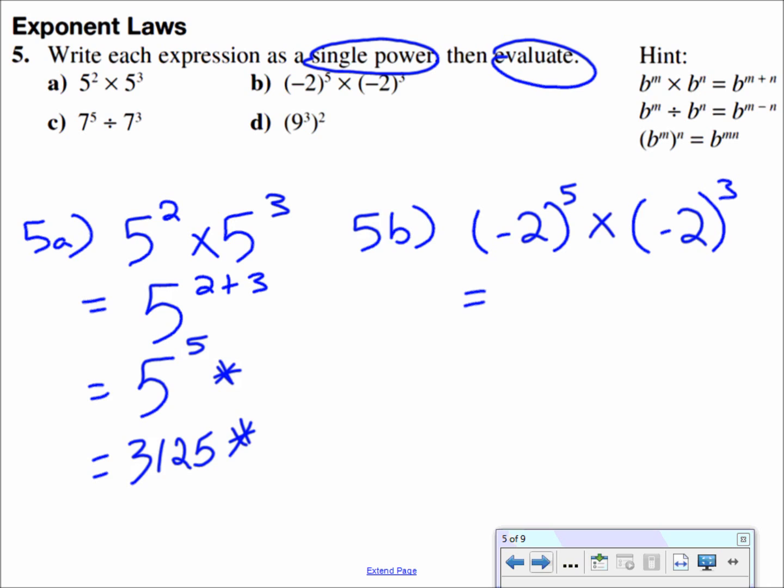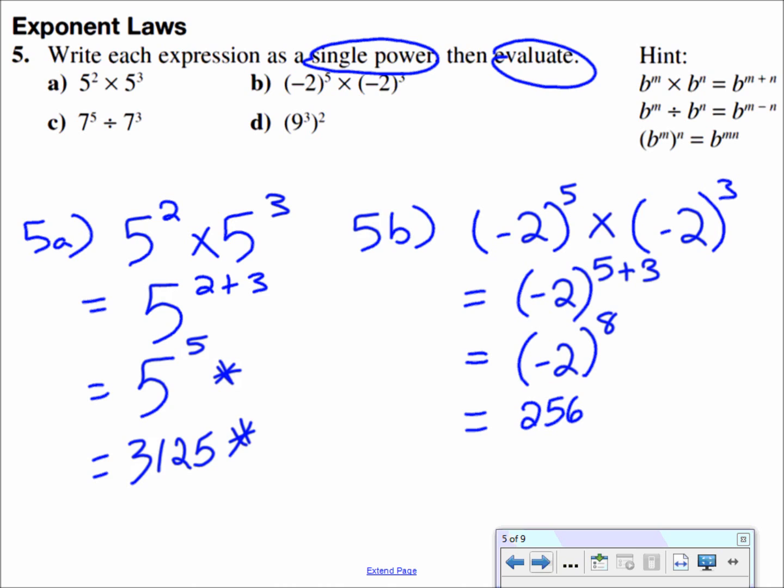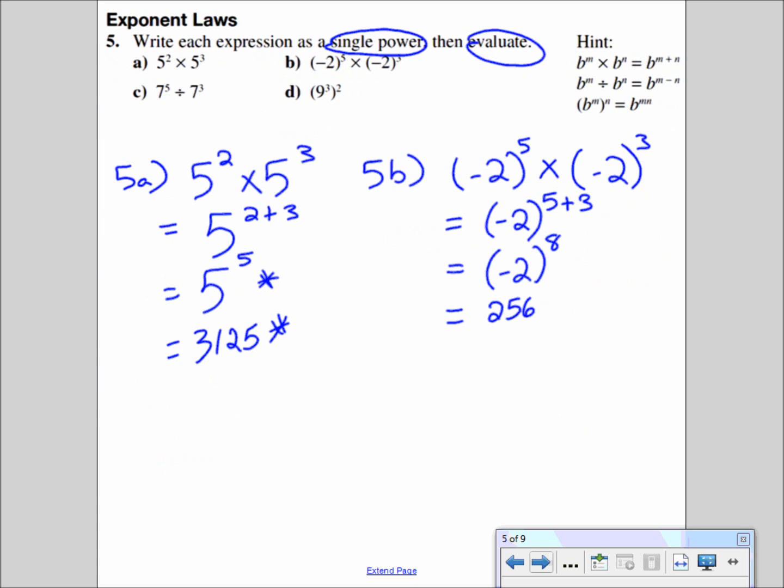Again, the next question, 5B, bracket -2, bracket -2. So my bases are the same, and it's multiplied, so I'm going to add my exponents. So I have -2 to the exponent 8. Remember there's a bracket around that, and I am evaluating. So bracket -2 bracket to the exponent 8 gives me 256. Everyone agree? Okay. C.